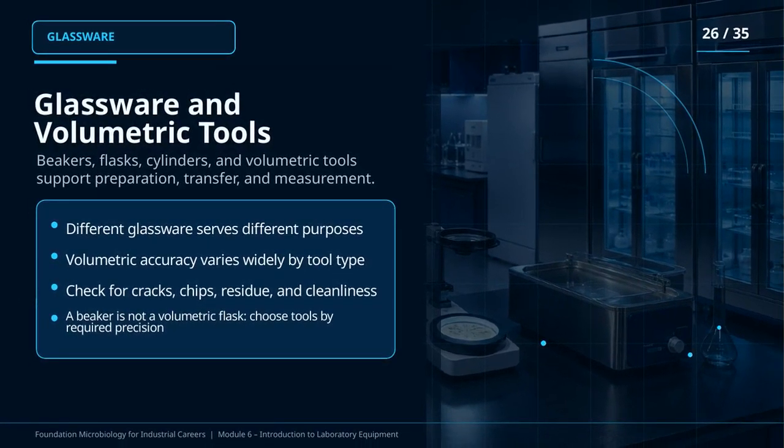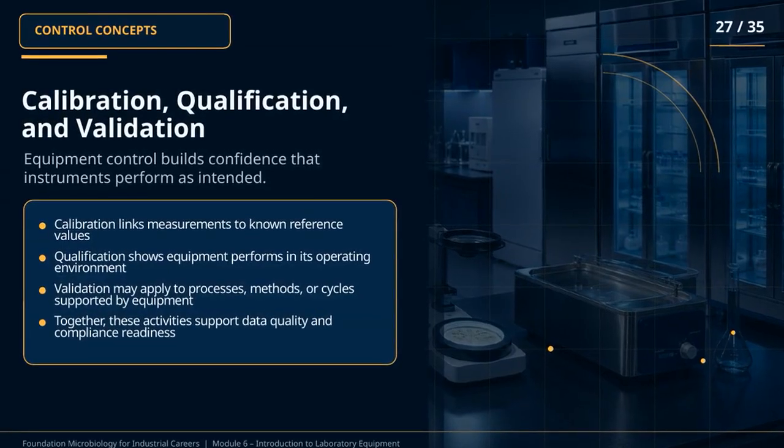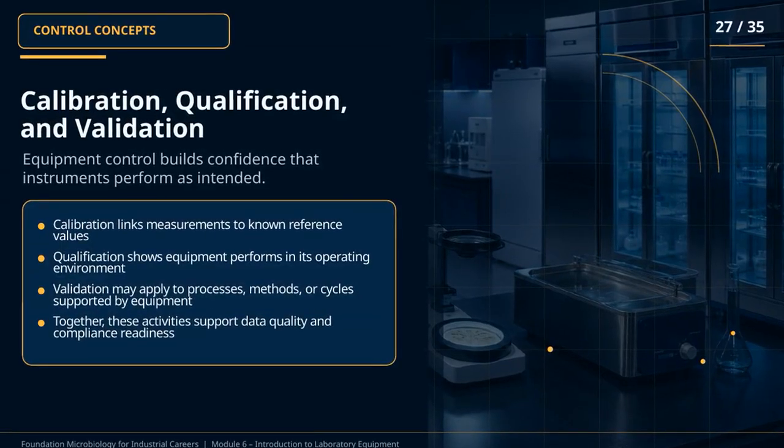Glassware and volumetric tools support preparation, transfer, mixing, containment, and measurement. Different tools provide different levels of accuracy, so a beaker should never be used as a substitute for a volumetric flask when precise volume is required. Calibration links a measuring device to known reference values, while qualification shows that equipment performs as intended in its operating environment. Validation may apply to processes, methods, or cycles and supports data quality, traceability, and compliance readiness.